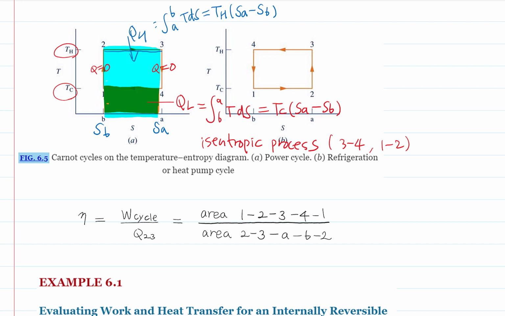The net work done by the system, or W cycle, is the area 1-2-3-4-1. So this is net work, or W cycle. It also represents the net heat transfer, QH minus QL, during the Carnot cycle. This is because the net heat transfer is equal to the work done by the Carnot cycle.